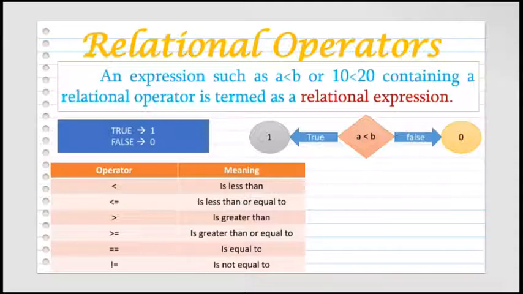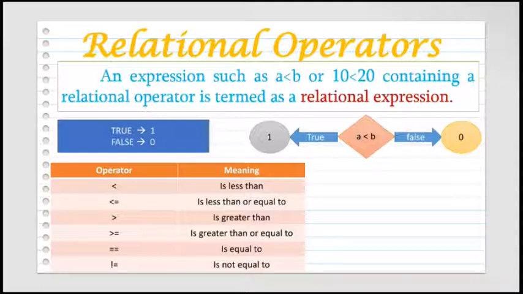Next one, equal to. Here the equal to symbol is used 2 times to check whether a variable is equal to another or not. And the last one is not equal to, and the meaning is not equal to.